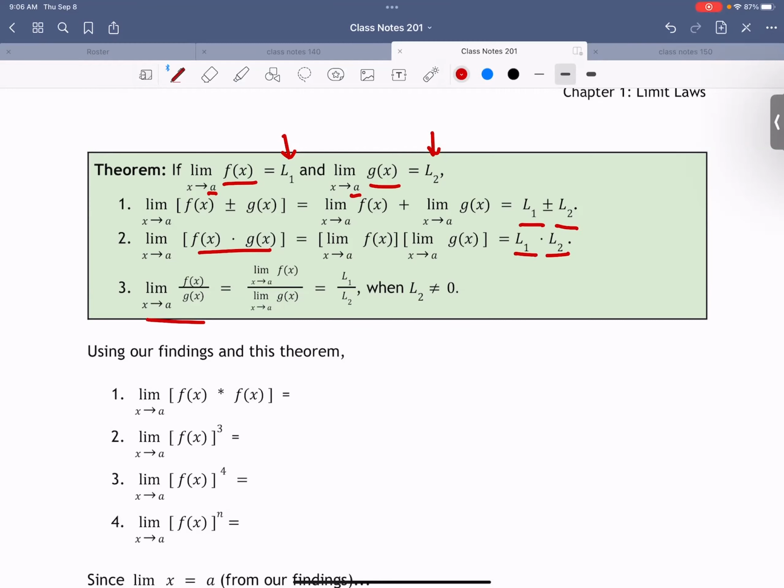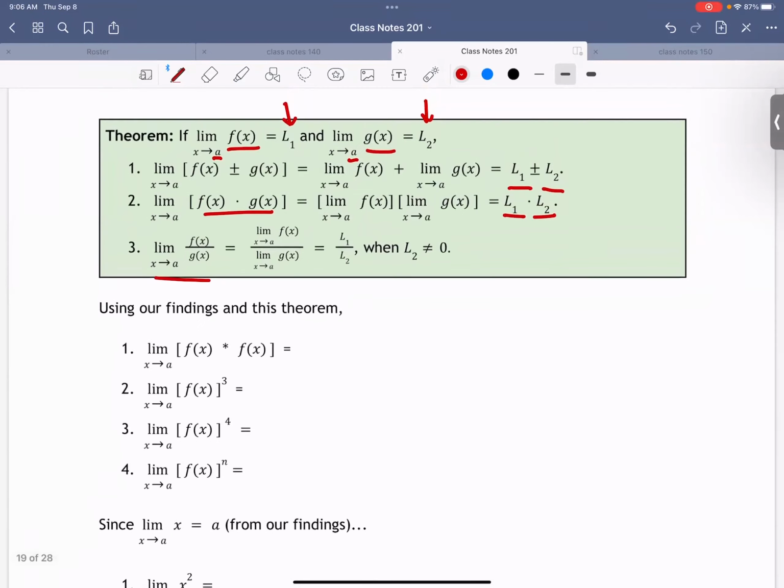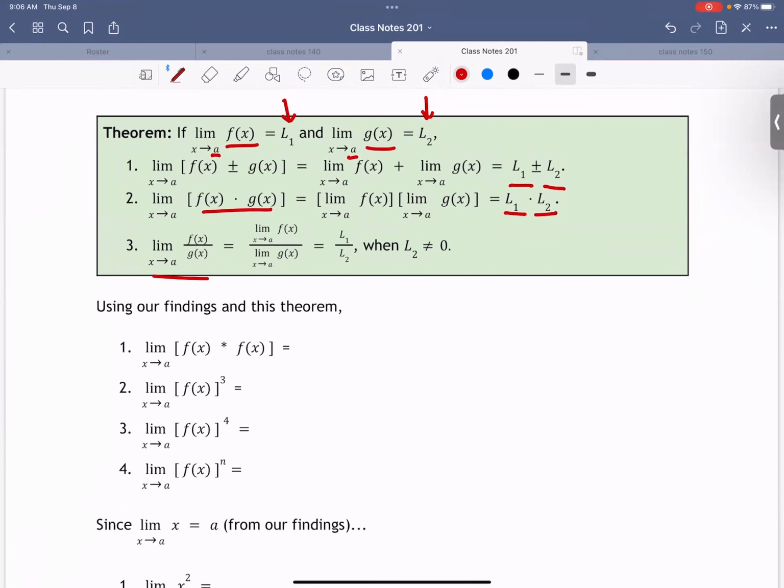Okay. Let's put this together. I know this is kind of overkill, but we're going towards something. Let's try to use our findings that we found on the first page and this theorem. Let's say I have a function and the limit as x approaches a of our function f of x is just equal to L now. So no L1 and L2, because that's a little bit confusing, okay? What would the limit as x approaches a of f of x times f of x be?